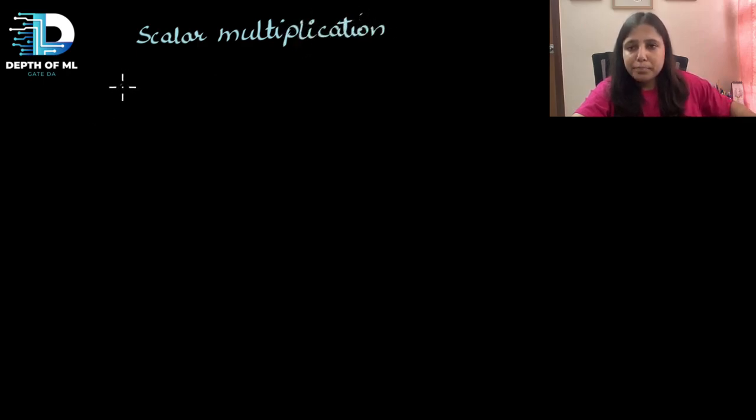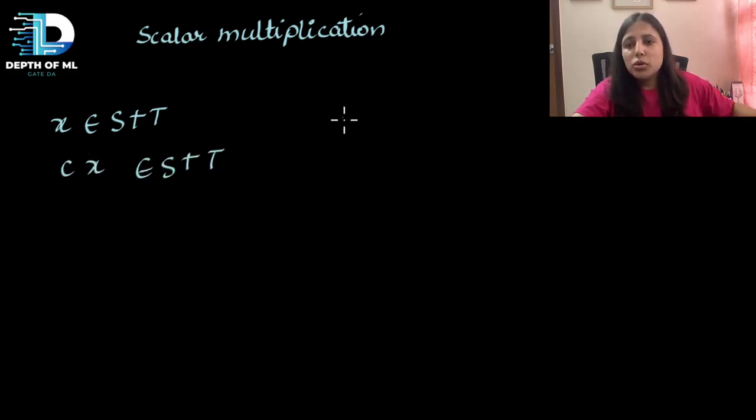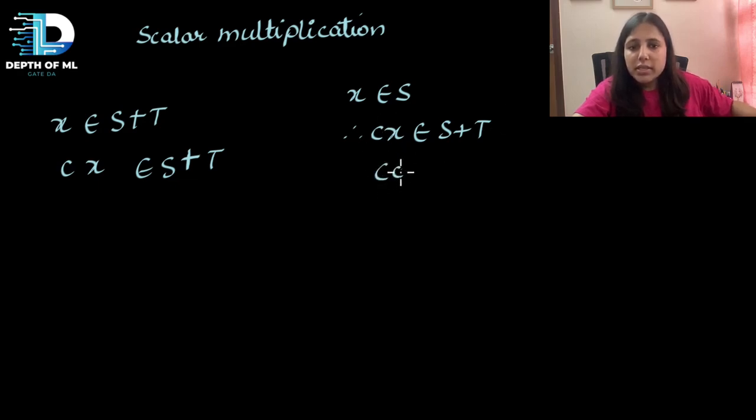So I want to check whether, if x belongs to S plus T, then Cx belongs to S plus T. Say x belongs to S. Then x will belong to S plus T, because Cx already belongs to S, and Cx plus 0 will belong to S plus T. Same argument you can do over here with T.